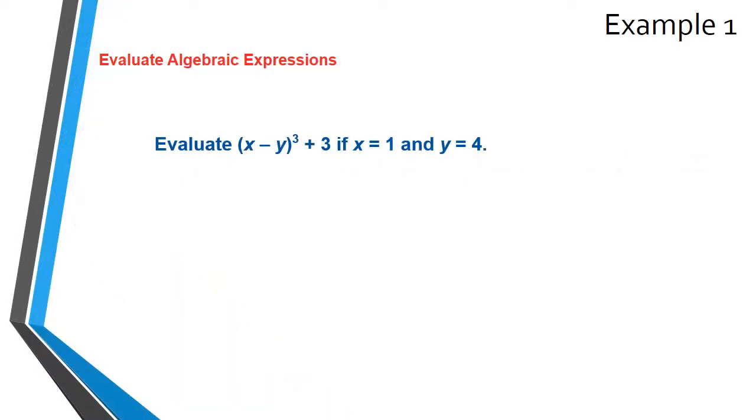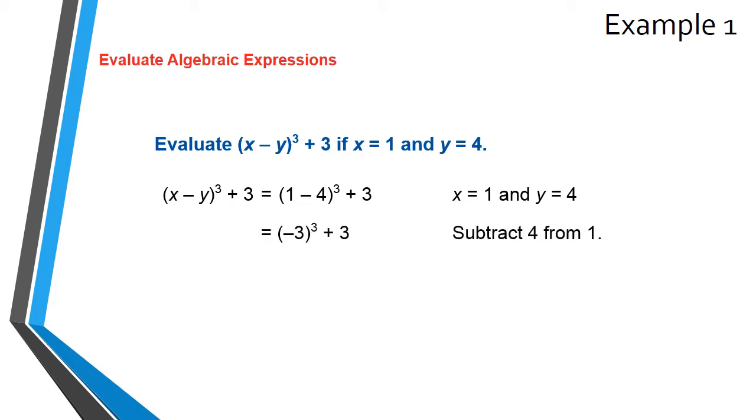So here's our first expression. We need to evaluate the difference of x minus y to the third power plus 3 if x is equal to 1 and y is equal to 4. So the first thing we do is substitute in our values for x and y by replacing x with 1 and y with 4. Then I subtract 4 from 1, which leaves me with a negative 3.